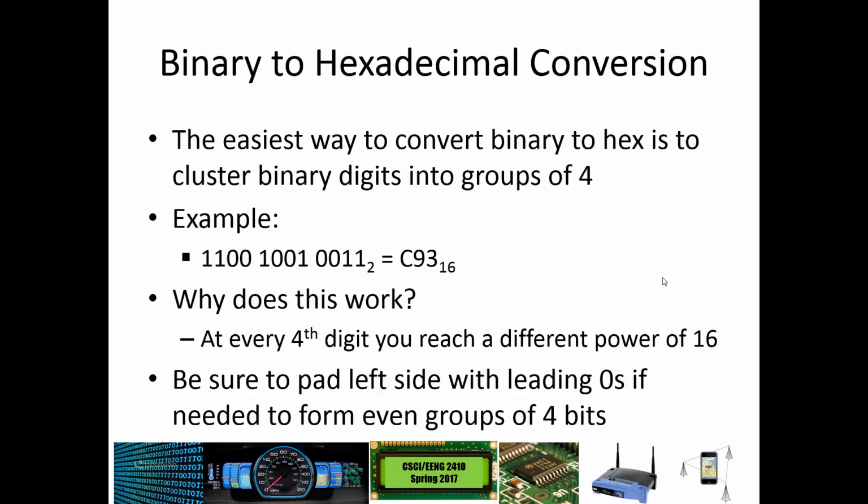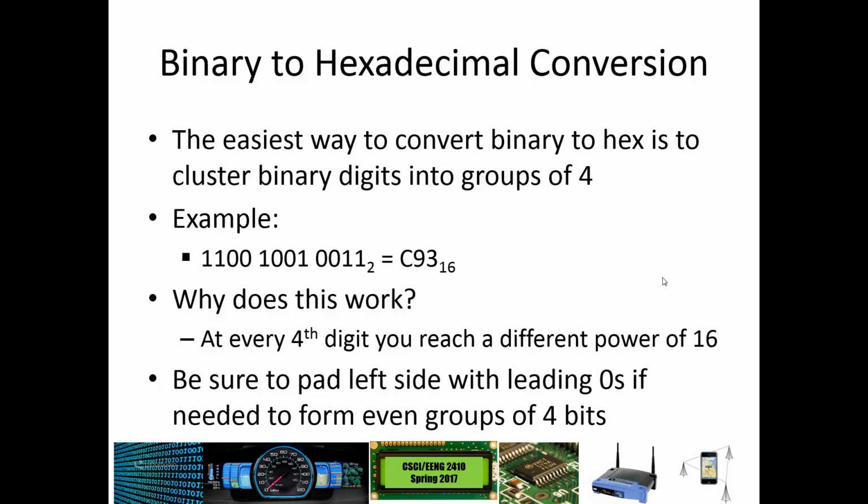Alright, binary to hexadecimal is actually quite easy to do. In this case, what we do is just make groups of 4, and if you don't have even groups of 4, you can pad with zeros to the left until you get a complete group of 4 on the left, and then just convert each of those 4-bit clusters into hexadecimal digits. So in this case, 1100 would work out to 12. 12 we represent with C. Then you have 1001 is 9, and then 0011 works out to 3.